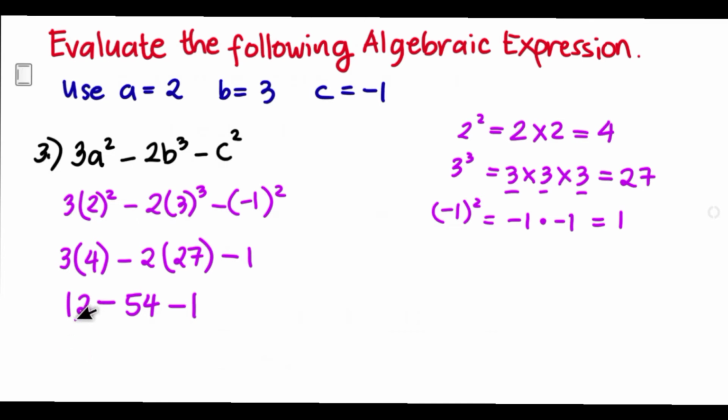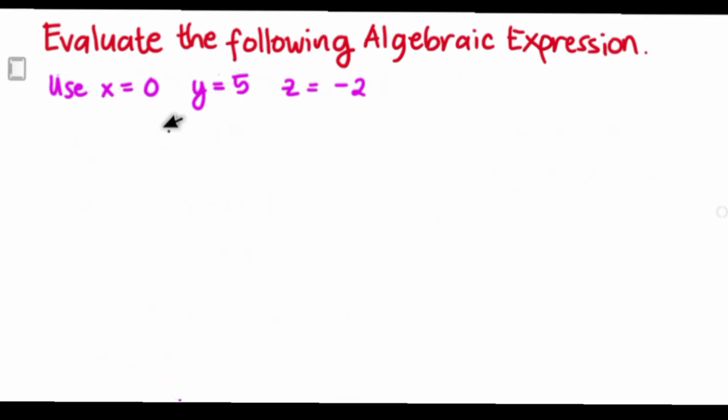And then, combine na natin yung mga terms. So, 12 minus 54. That will be negative 42. And then, minus 1. So, parehas na silang negative. So, add na natin. Negative 42 plus negative 1 is negative 43. So, that's the final answer.